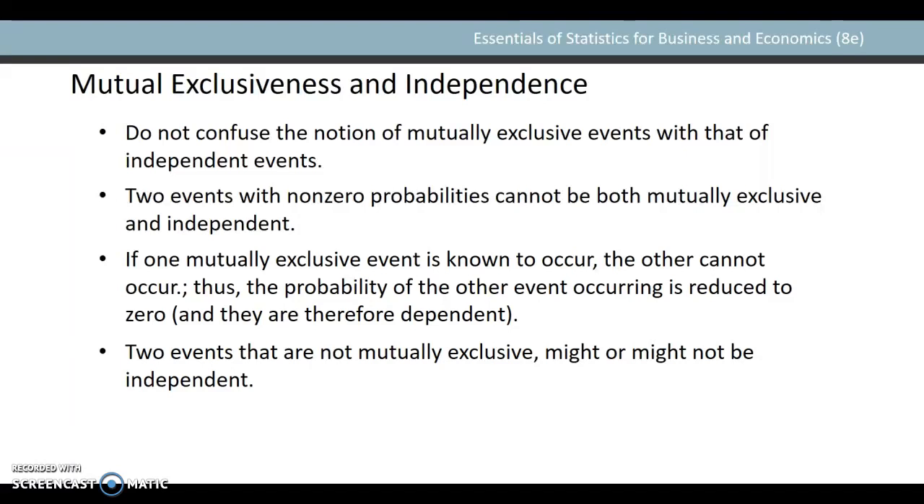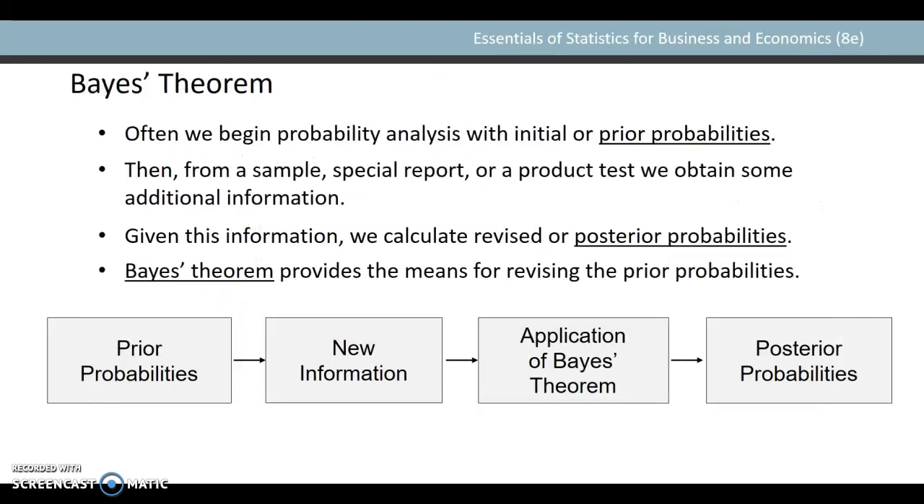Two events that are not mutually exclusive might or might not be independent. But if one mutually exclusive event is known to occur, the other cannot occur. Thus, the probability of the other event occurring is reduced to 0. You can't have a broken and a not broken car, because those two events are mutually exclusive.